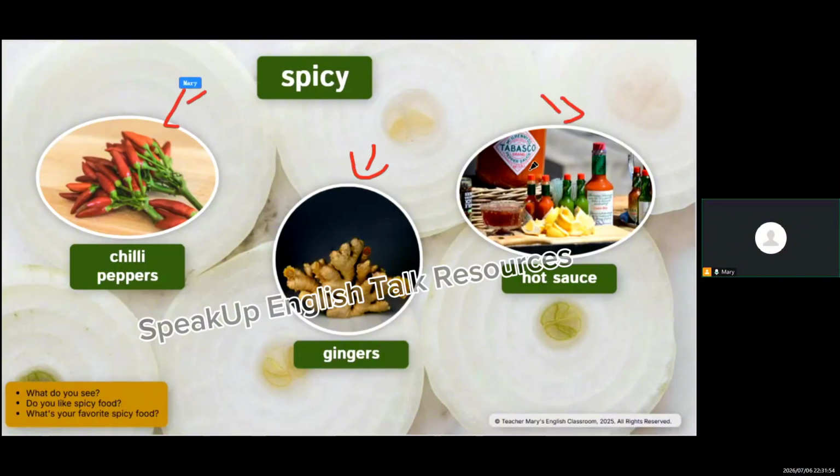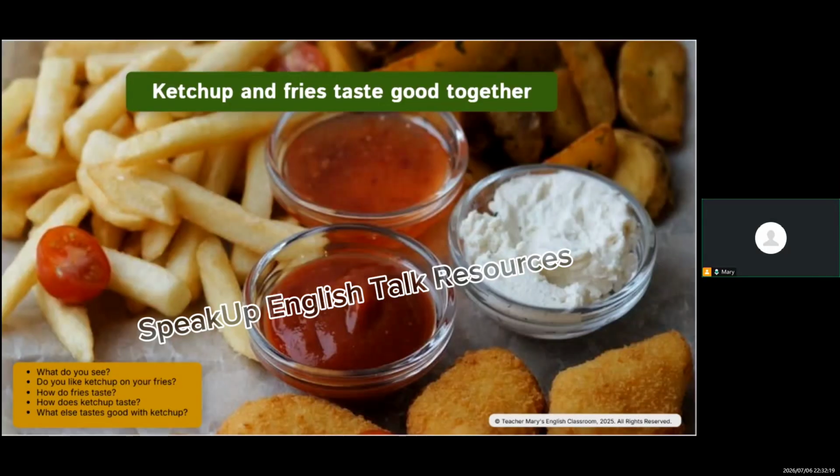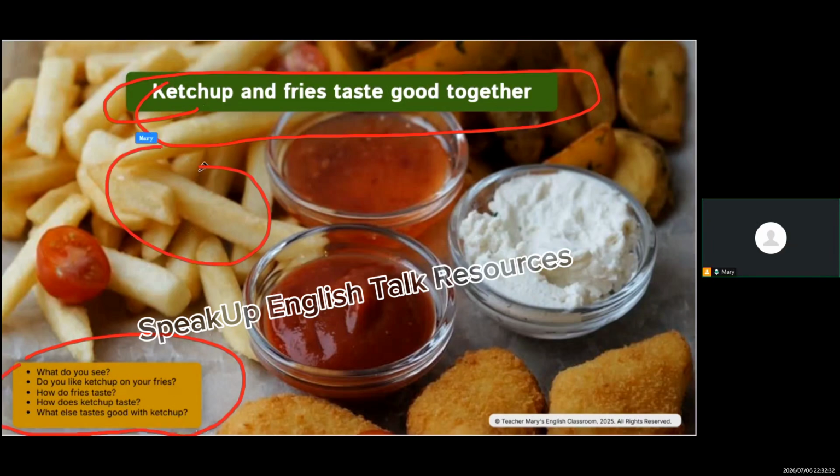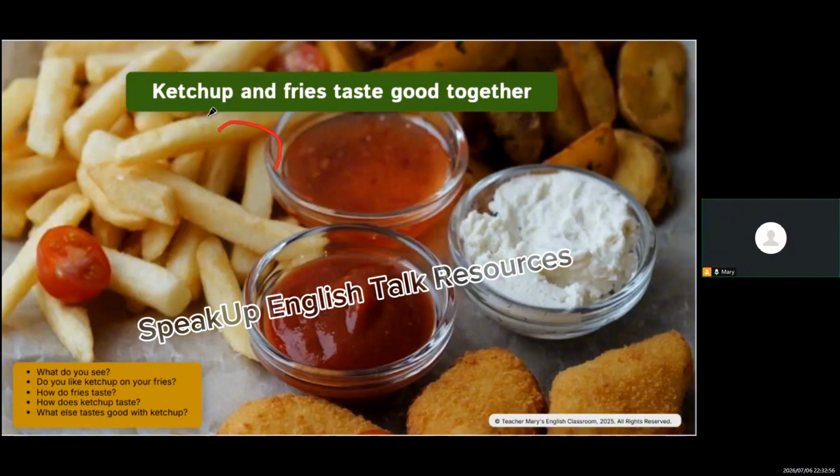Teach them these words. Sometimes you can make them repeat after you a couple of times. We're going to talk about foods that go well together. For example, we have fries and ketchup, so they taste good together. And you can ask questions: do you like your fries with ketchup? How do the fries taste? And after you put the ketchup on the fries, how do they taste?